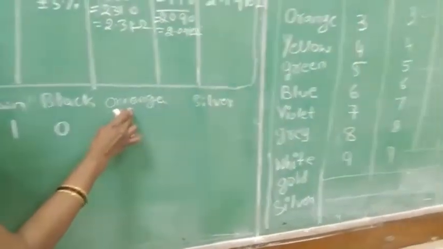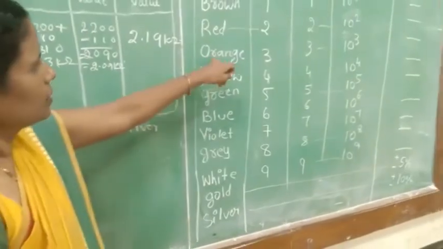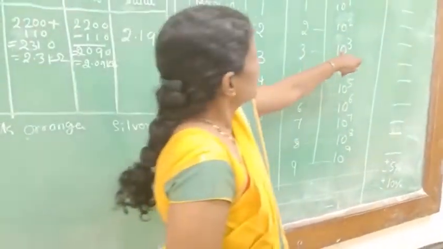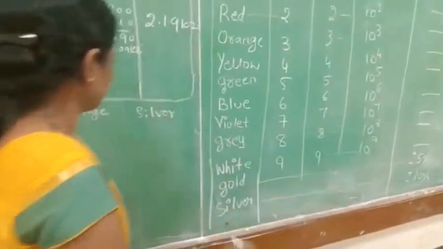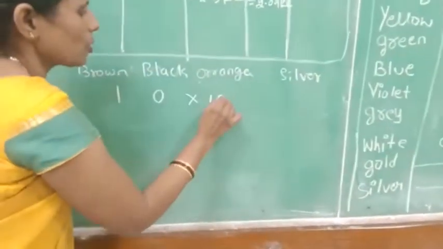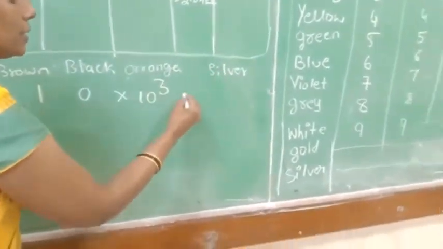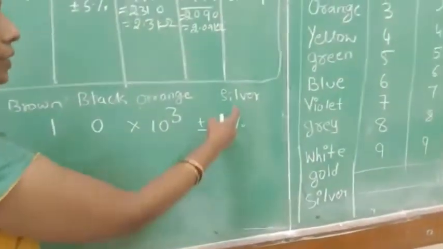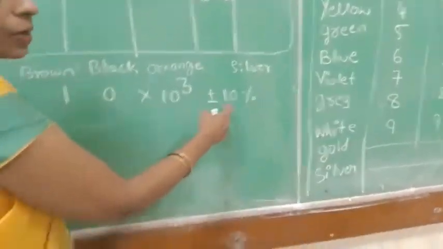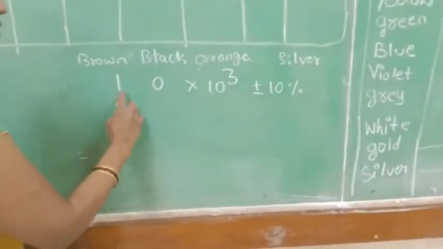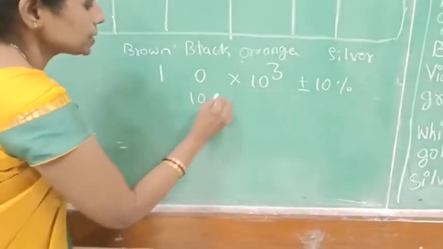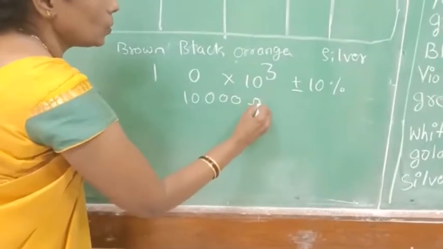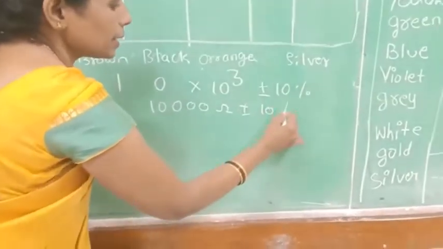Third band color is orange. That is the multiplier. So the orange has multiplier 10 to the power of 3. So silver is plus or minus 10%. In the earlier case I took gold, it was 5%. Now it is 10%. So what is 10 into 1000? It is 10,000 ohm plus or minus 10%.